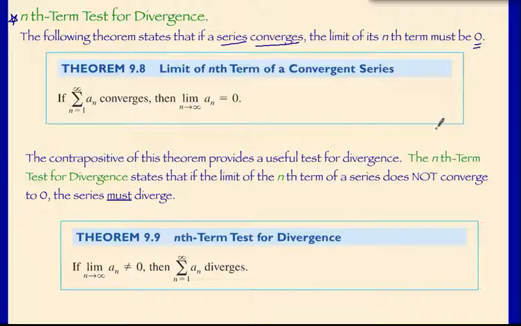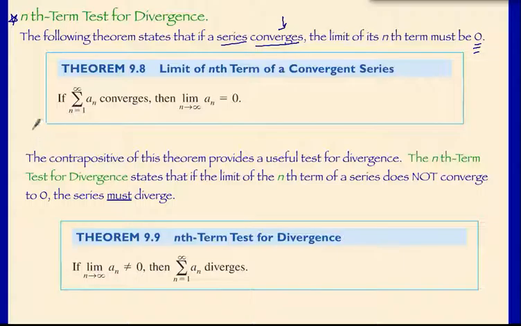Now remember, we have found limits of nth terms before. Sometimes they're 0, sometimes they're not. But if a series converges, the limit of that nth term is 0. Okay? Now, you could have a limit of an nth term being 0 and the series not necessarily converge, but when it does converge, then definitely the limit of the nth term would be 0.